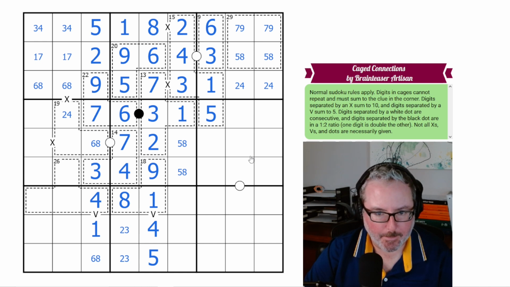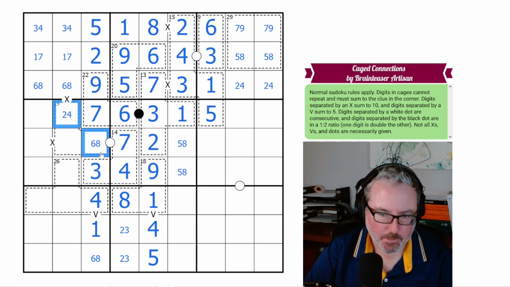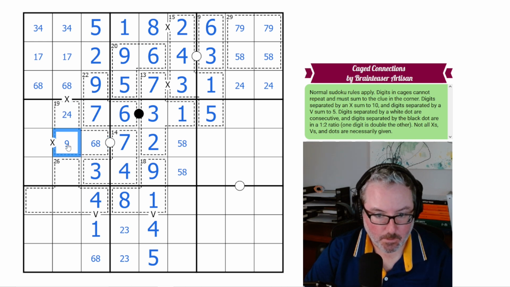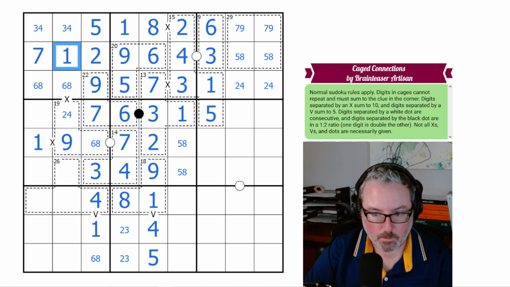Where's the next step? Rows, columns, boxes, cages. Which one's going to do it for us? Can we do anything with this? If this is a 6, this has to be a 4, this has to be a 9. If this is an 8, this could be a 2 to allow a 9, or if it was an 8 with a 4, that would be 12, this would have to be 7. We cannot put a 7 here, so either way, this has to be a 9, so this has to be a 1. And we're going to get 7 and 1 here.